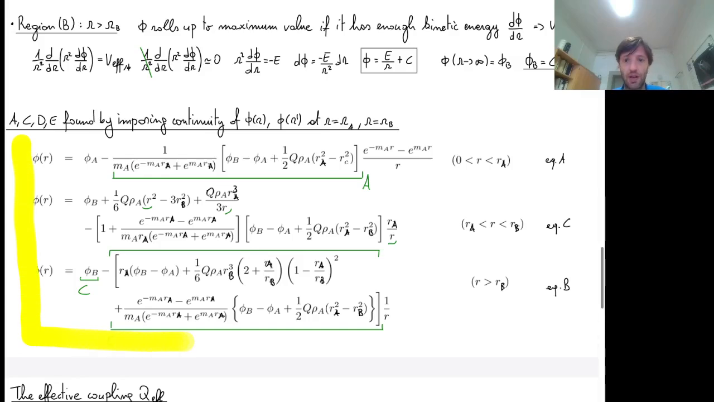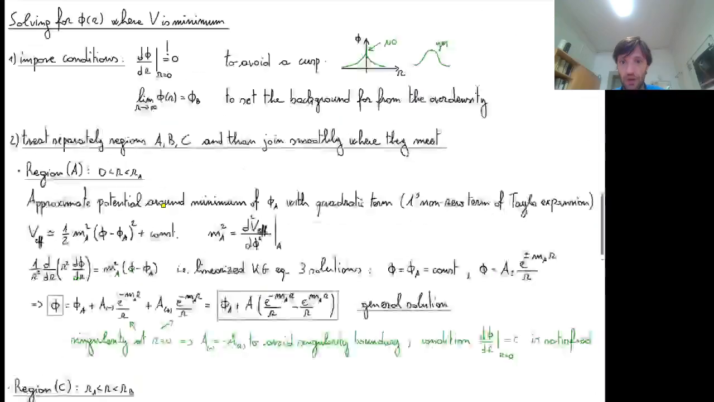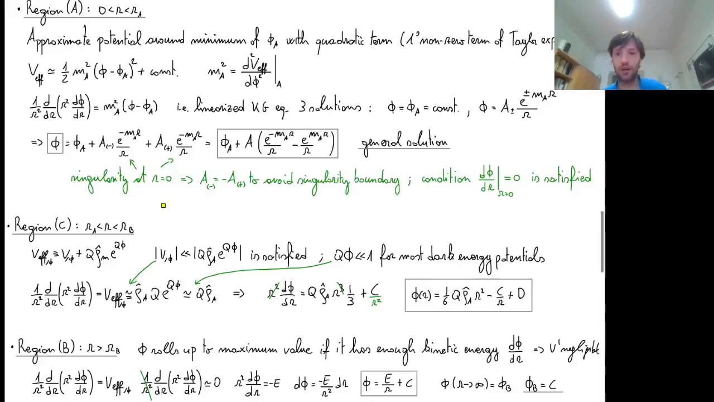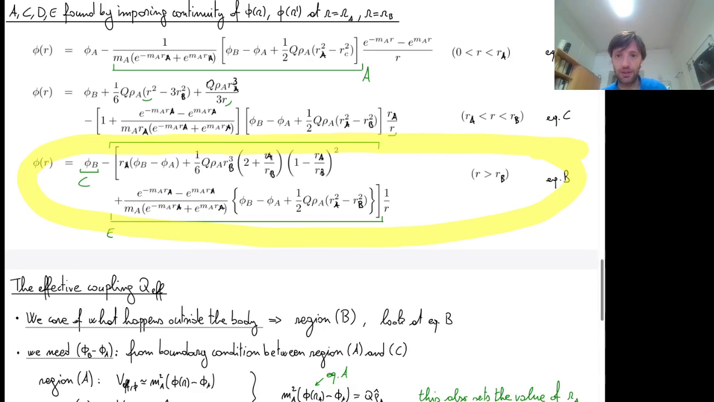Now that we have our full solution, we can focus on the exterior of the body, which is given by this expression. Remember that's the region B, which represents the exterior of the body. This is relevant because if we are measuring local constraints on our gravity, we can take, for example, the Earth, and we are studying, for example, the orbit of the Moon with extremely high accuracy, and the Moon is outside the Earth. Therefore, we need to look at the region B, which is given by this expression.